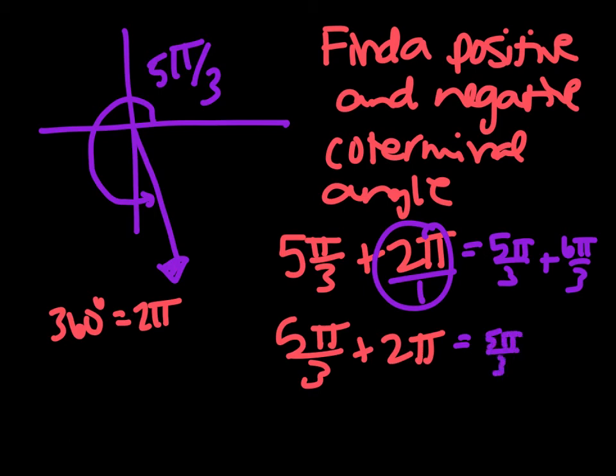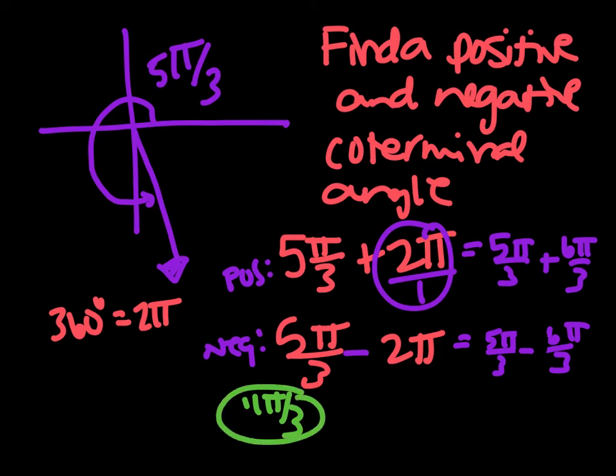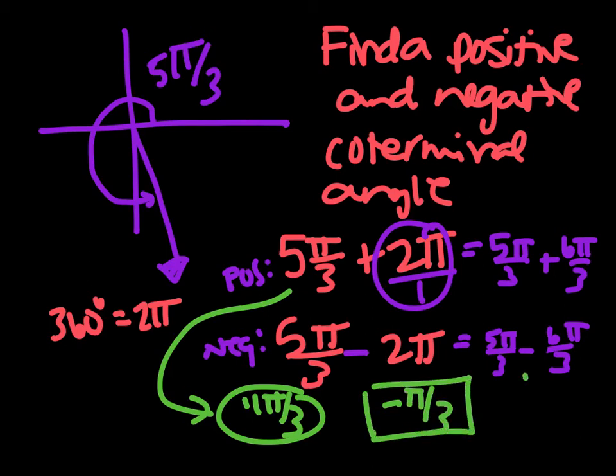5 pi over 3 plus 6 pi over 3. Oops, subtract. That's supposed to be a minus. Okay, so I want to find one positive, one negative. So when I add 5 pi over 3 and 6 pi over 3, I'm going to get 11 pi over 3. That's from this one. And when I do 5 pi over 3 minus 6 pi over 3, we're going to get negative pi over 3. That's from this one. And those are just two of the coterminal angles I can find.